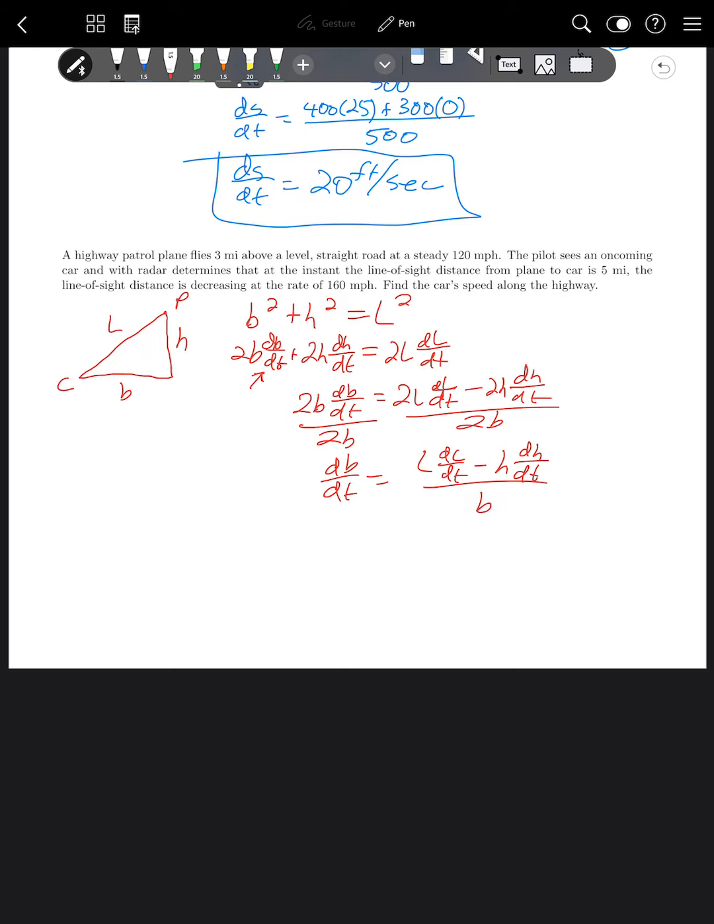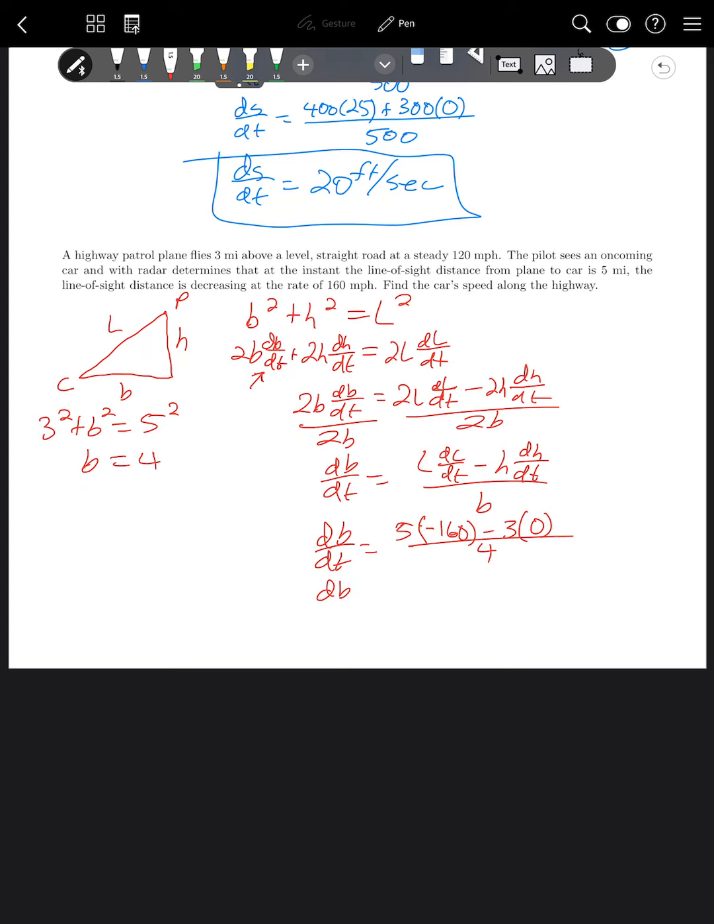So, things we know. We know the line of sight distance is decreasing at 160 miles per hour, and we know the line of sight distance is 5 miles. So L, line of sight, is 5, and dL dt is negative 160. We also know the height of the plane is 3 miles, and we know that height is constant, so that means the derivative here is going to be 0. And then we can use the Pythagorean theorem to find b. So it'll be 3 squared plus b squared equals 5 squared. When you do that, you'll get b equals 4.